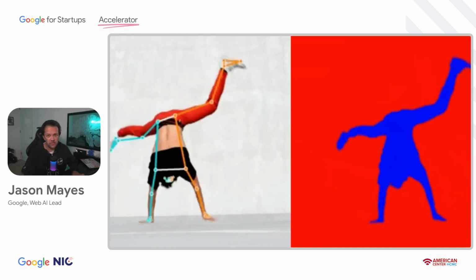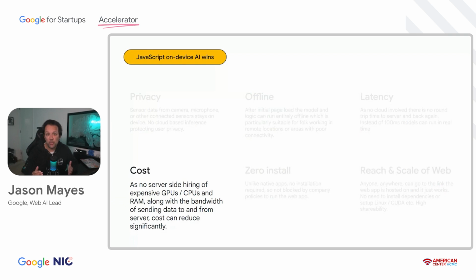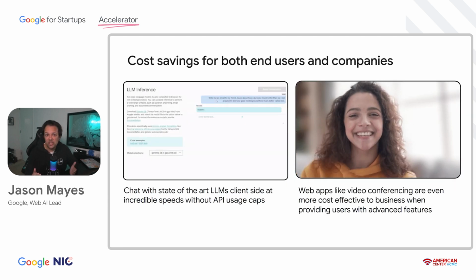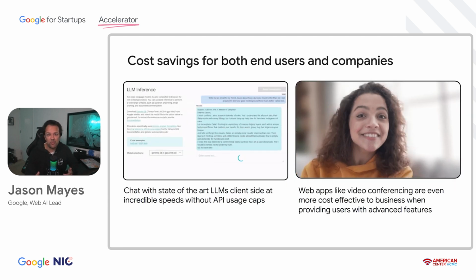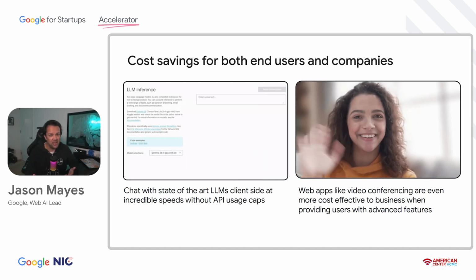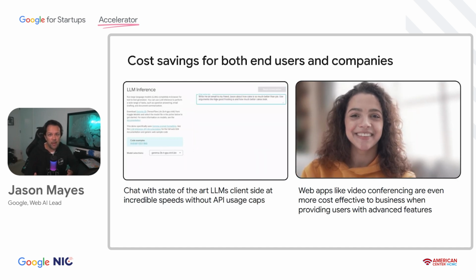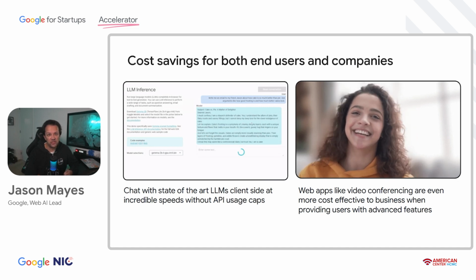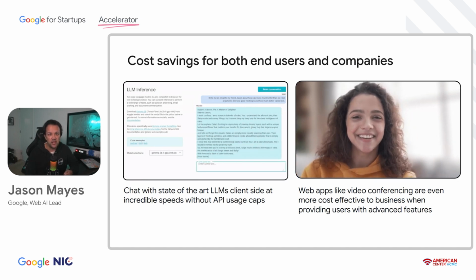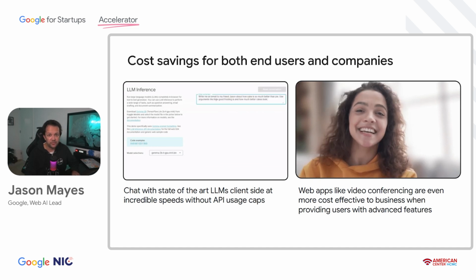You've also got lower cost, as you don't need to hire and keep running expensive cloud-based graphics cards and processors, which means you can now run generative AI directly in the web browser, like this large language model on the left, without breaking the bank. And we're now seeing production-ready web apps benefit from significant cost savings too, like the example shown on the right for advanced video conferencing features, like background blurring in the browser.